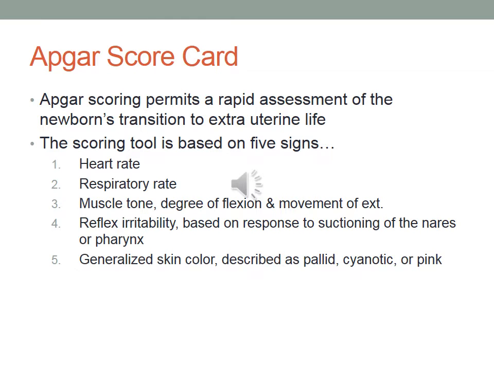APGAR Scorecard. APGAR scoring permits a rapid assessment of the newborn's transition to extrauterine life. The scoring tool is based on 5 signs: heart rate, respiratory rate, muscle tone, the degree of flexion and movement of the extremity, reflex irritability based on response to suctioning of the nares or pharynx, generalized skin color described as pallid, cyanotic, or pink.